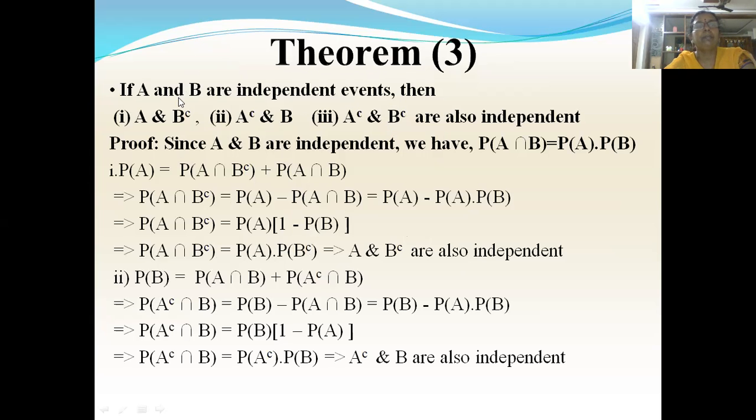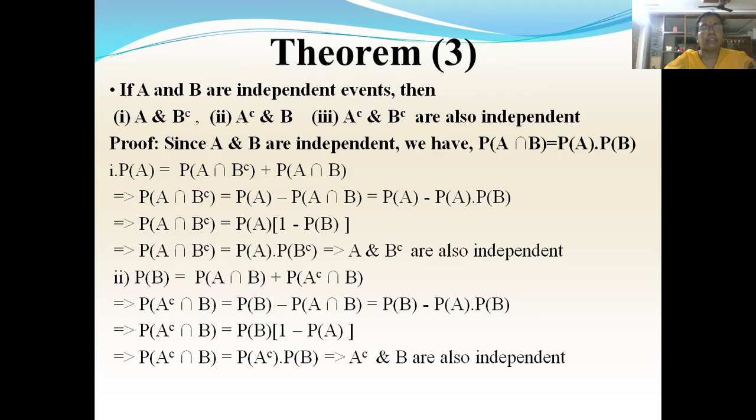Next theorem, third theorem. If A and B are independent events, then you have to prove that A and B complement are also independent, A complement and B are also independent, and A complement and B complement are also independent. So if A and B are independent events, then you have these three also as independent. That means if A and B are independent, then A and B complement are also independent. A complement and B are also independent. And A complement and B complement are also independent.